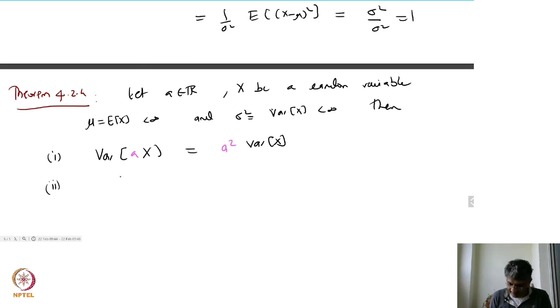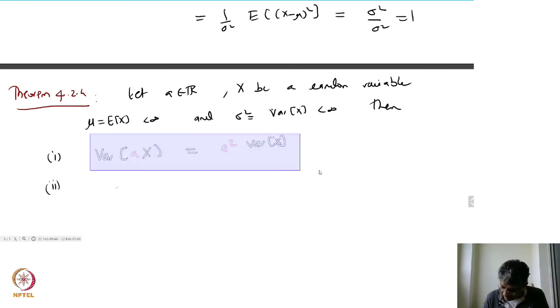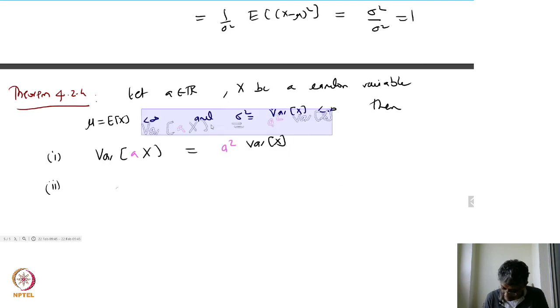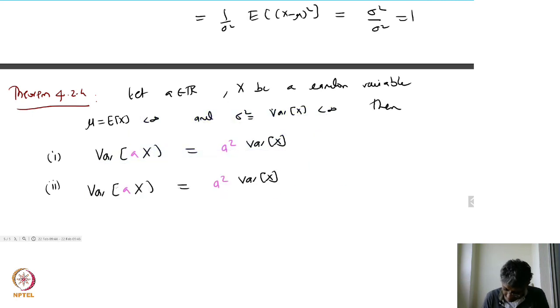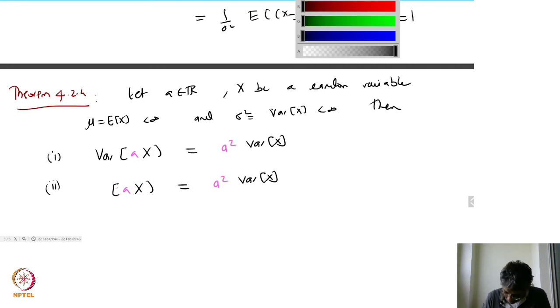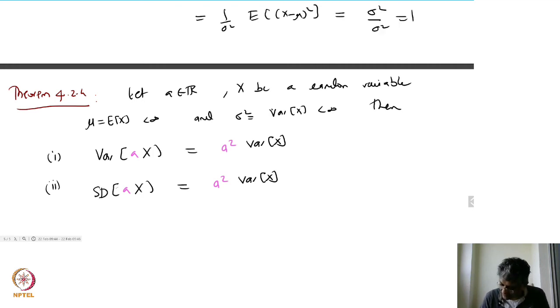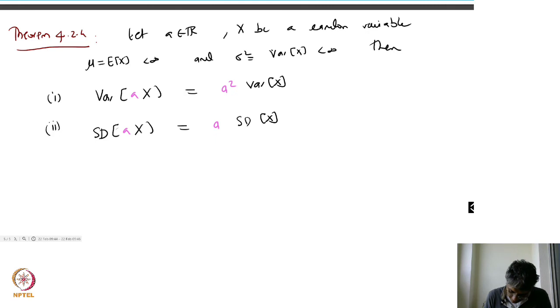The second thing is, of course, the standard deviation scales the correct way. There's no problem. Standard deviation will scale exactly linearly. So the standard deviation of ax is just going to be equal to a times the standard deviation. You can just take the square root on both sides and get that.